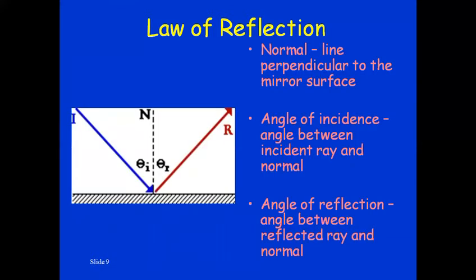Then this is again some more explanation regarding that law. The normal is the line perpendicular to the mirror surface, and the definitions of these three are given here again. The angle of incidence is the angle between the incident ray and the normal, presented by theta i. You can present it simply by small i. This is the reflected ray, so these are the angle of incidence and angle of reflection.